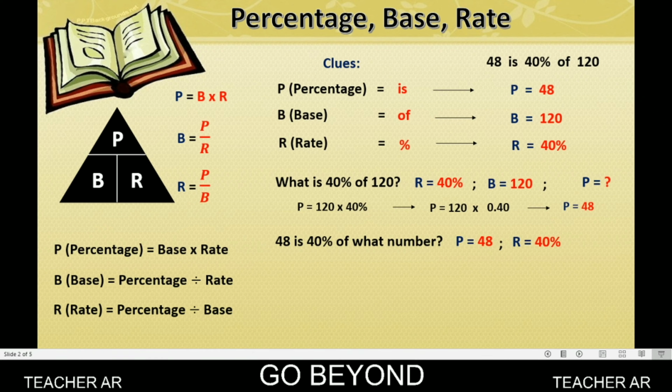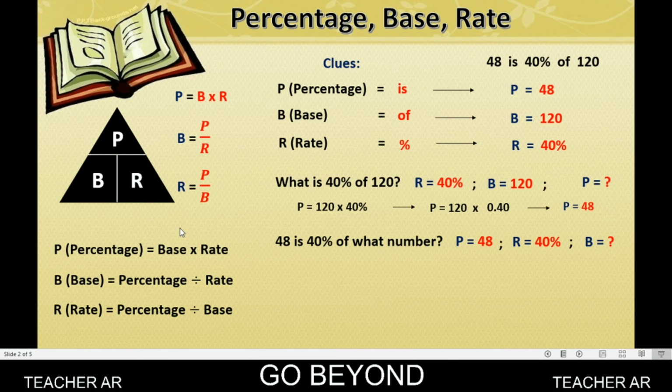And, ay nahanap natin dito si base. Kasi nga, of what number? Of. Siya si base. What number? Ibig sabihin, base yung ating hinahanap sa second problem. So, since we are looking for the base, the formula in finding the base, let's go back to the triangle again. The base is here. So, the formula is P over R, or percentage divided by rate. The formula in getting the base is percentage divided by rate.